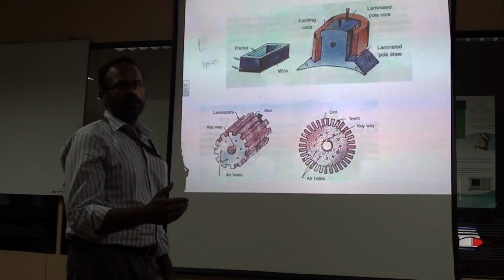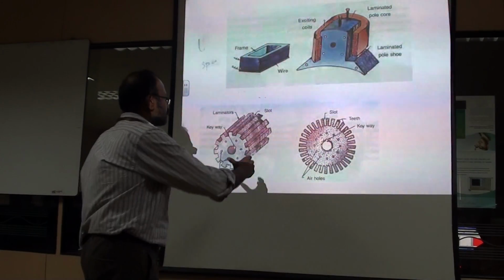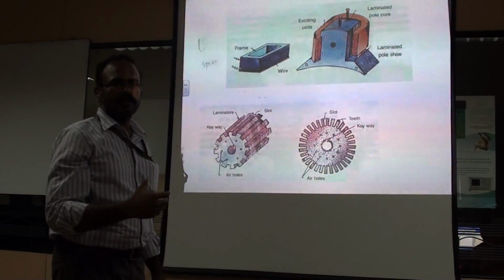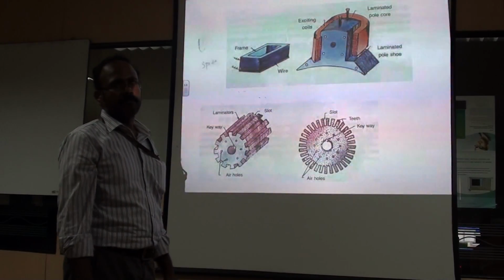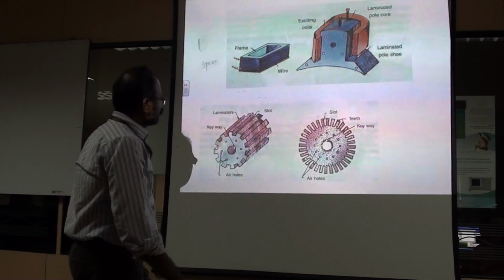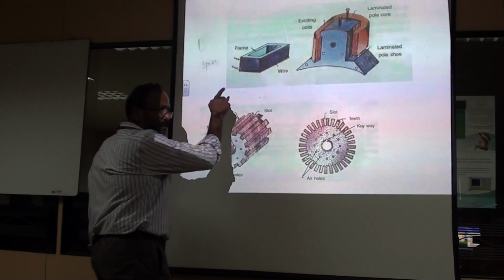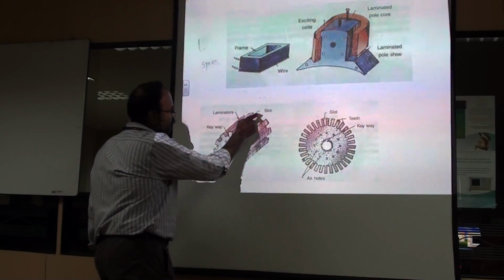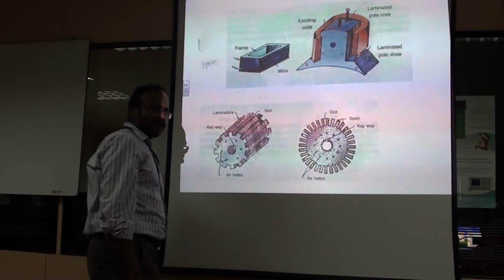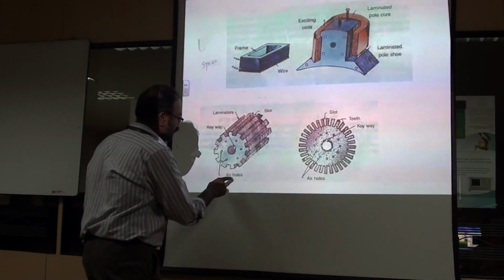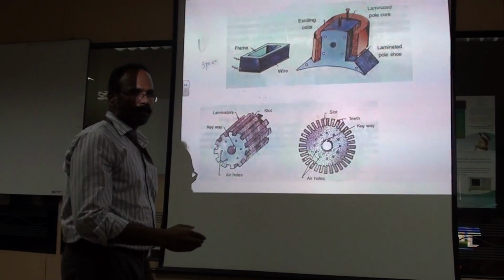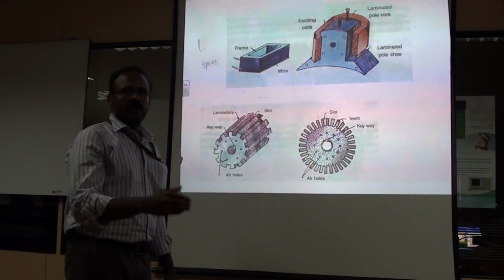In order to reduce that eddy current loss, we are using this arrangement which will increase the resistance of the eddy current path. That is the idea here. So these, as we already saw, are the slots in which we will place the conductors, and these are the teeth.